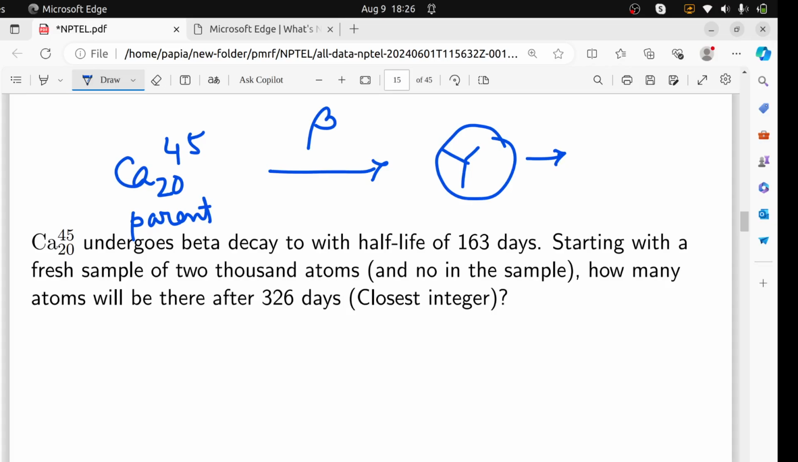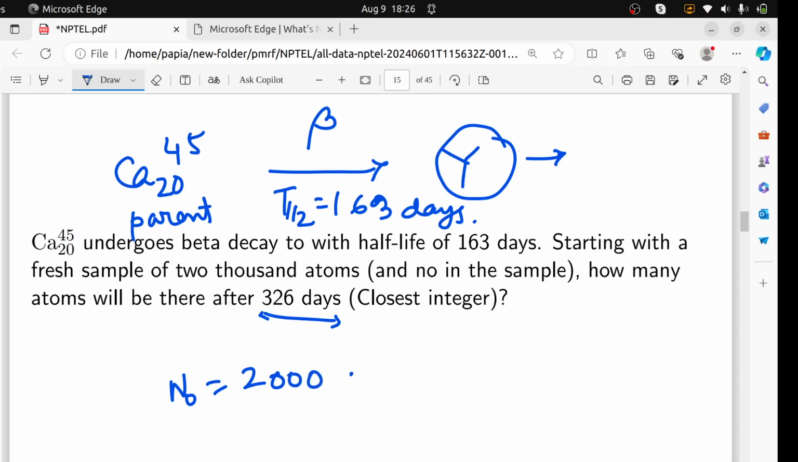Half-life is already given as 163 days. Now see the unit here. They are writing it as days. Okay, but here also it is given in days. So obviously there is no need to convert these units. So starting with a fresh sample of 2000 atoms, that means N0 is 2000. How many atoms will be there after t equals to 326 days?